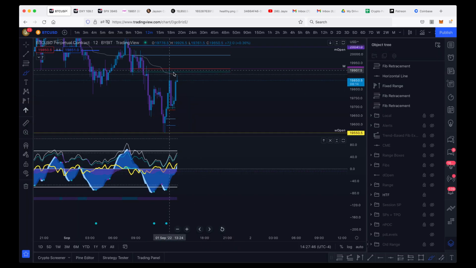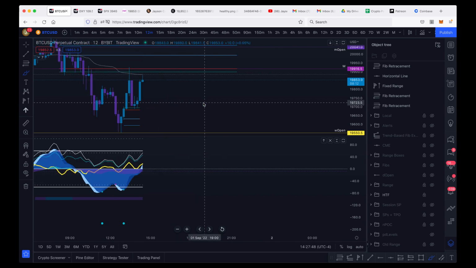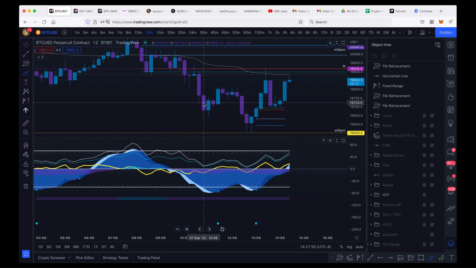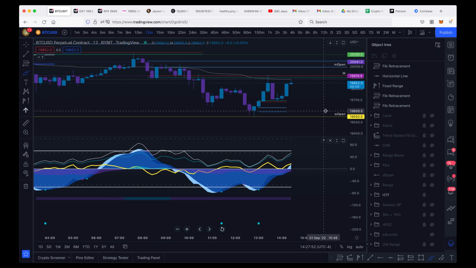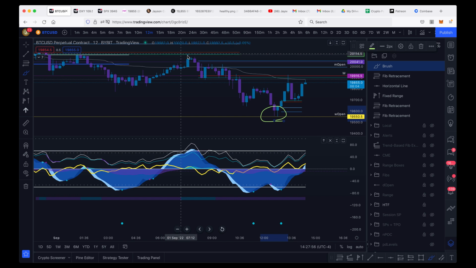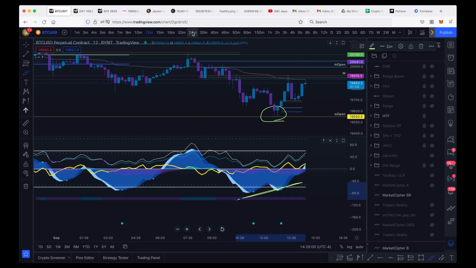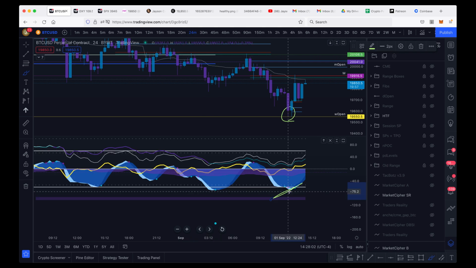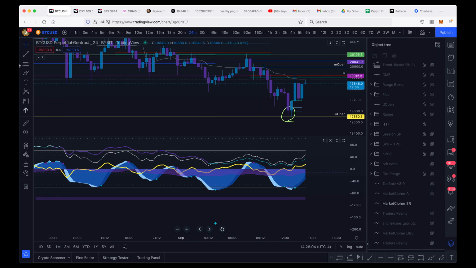Now, that's exactly what we got. We got a rejection. Now, let's go back and understand the framework here and the context in which we're taking these trades. We came down to key support after a day of dropping in price with very clear bullish divergences on the 12-minute time frame, clear bullish divergences as well on the 24-minute time frame.